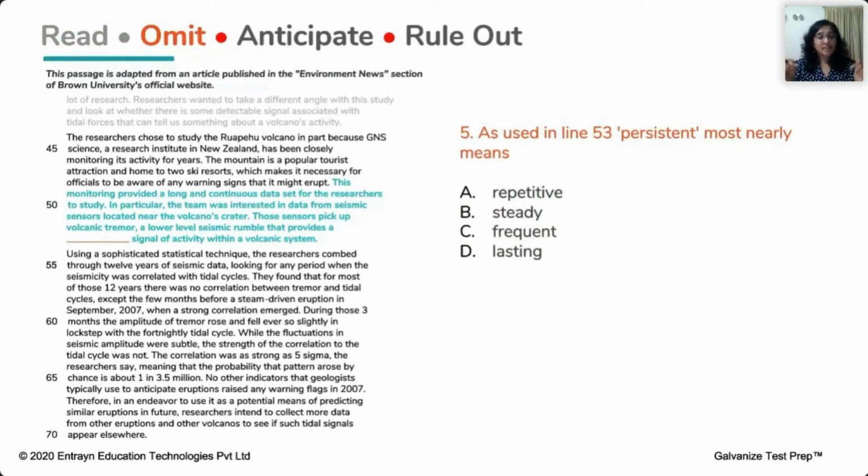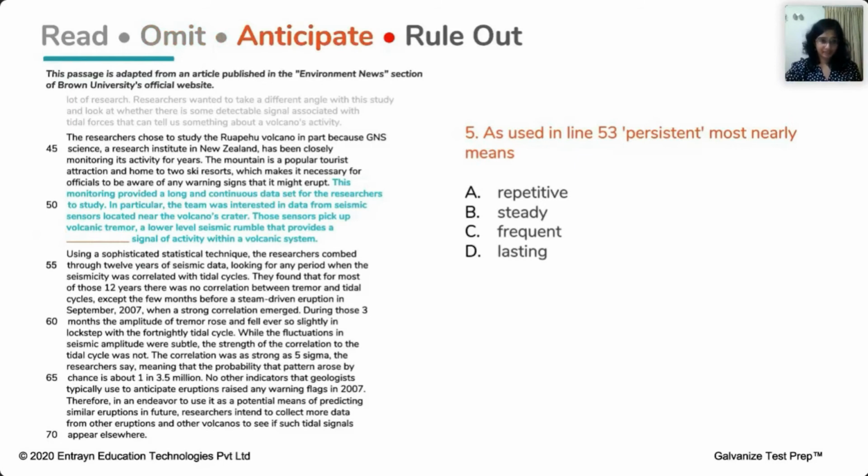Okay. So step 2 is we will omit the word. We will just put a blank where you can see that in place of persistent, we've put a little blank here. And we're now going to come up with our own word or phrase. And that will be the anticipate step. Okay. So let's read what's happening. So these sensors, which are located near the volcano's crater, these sensors pick up volcanic tremor, a low-level seismic rumble that provides a blank signal of activity within a volcanic system.